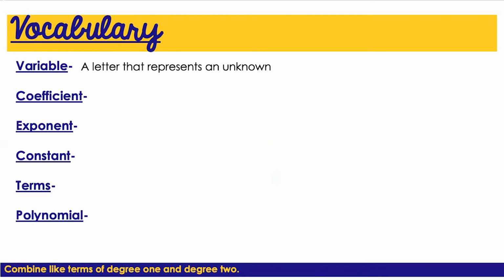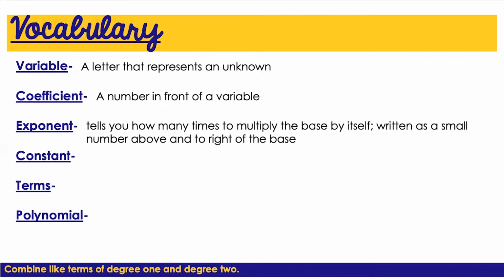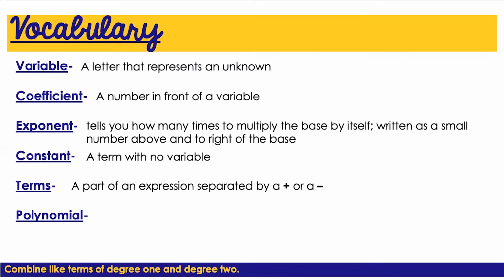Variable, a letter that represents an unknown. Coefficient, a number in front of a variable. Exponent tells you how many times to multiply the base by itself, written as a small number above and to the right of the base. Constant, a term with no variable. Terms, a part of an expression separated by a plus or a minus. And last but not least, polynomial, an algebraic expression with 2 or more terms. The vocabulary is scaffolded and it will build on each other.